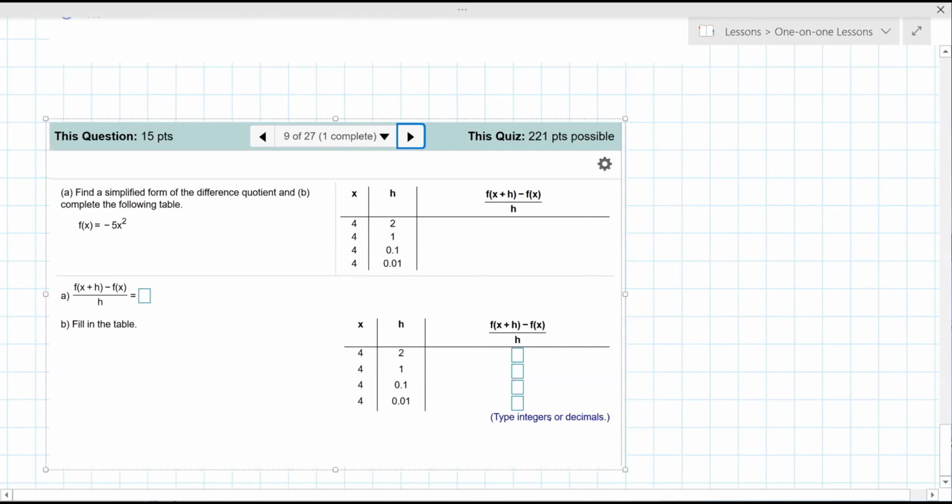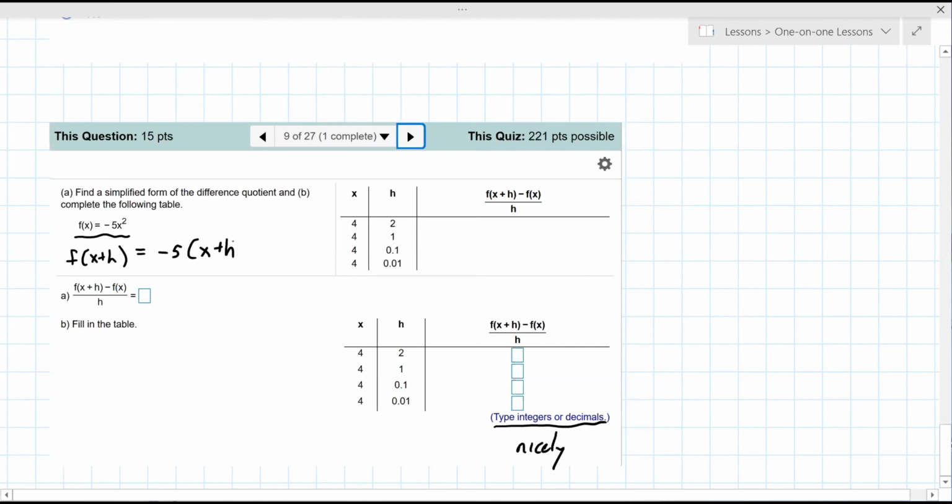You got to get these numbers in this table. When it says this, it means, and it doesn't tell you to round, it means that it works out exactly or nicely. So just keep that in mind. Okay. f of x is right here. You also need to find f of x plus h, which is minus 5 parentheses x plus h squared, like that.